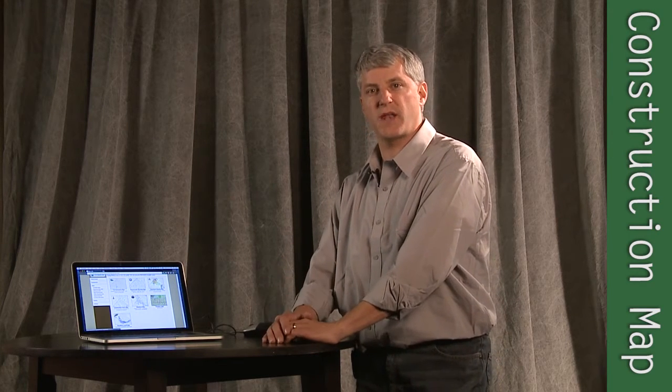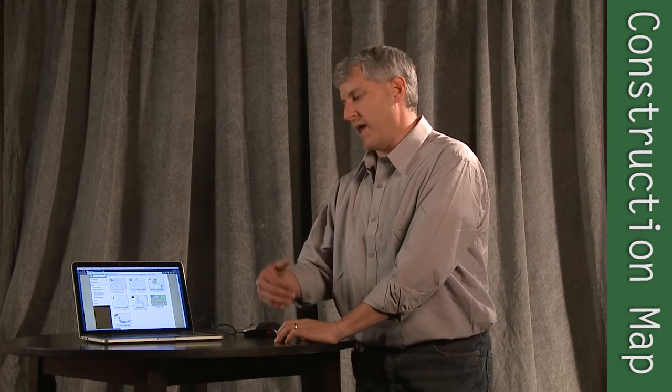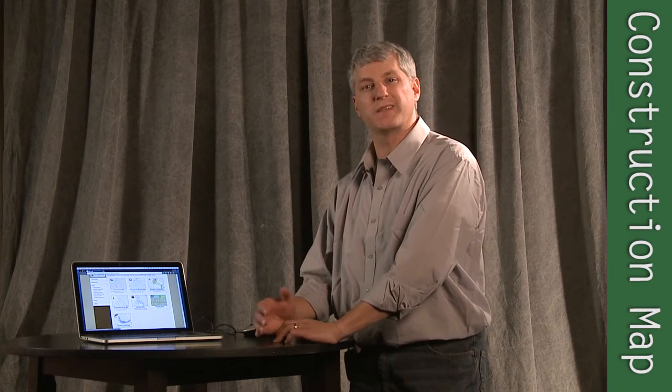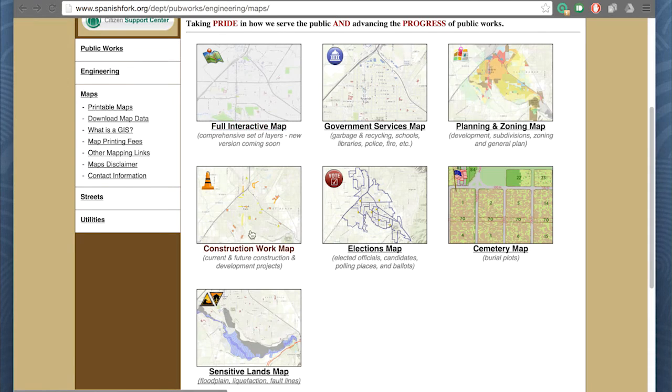The next map that we're going to talk about is the construction map. This is a tool to help citizens of Spanish Fork know what is going on in their area. Not only will it help you find information of where construction is going, but it will also tell you information about that construction project. It has dates of estimated start and estimated end, what the project entails, and then it also has links that you can go to and find more information about the project, like plans, construction drawings, that kind of thing. We're going to jump right into this construction work map.